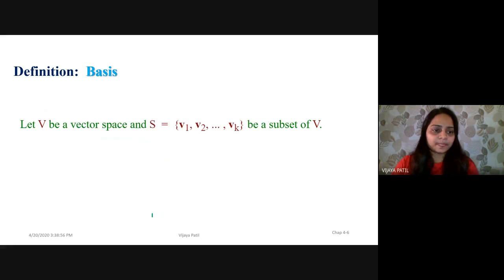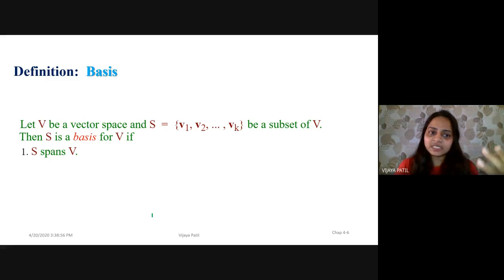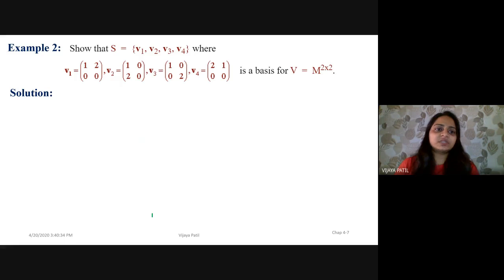What is a basis? Let V be a vector space, and S is again a set of vectors, which is a subset of V. Now, S is a basis of V if and only if we have 2 conditions. First, S should span V, as we have seen in the previous example as well as the definition. And the second is that S is a linearly independent set of vectors in V. That means the vectors V1, V2, V3, up to Vk are linearly independent vectors of the vector space V.